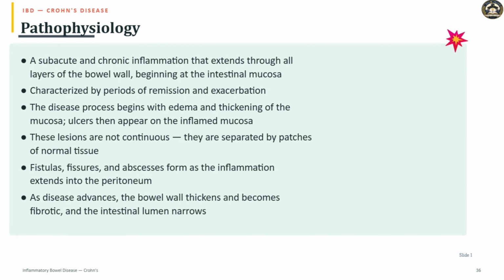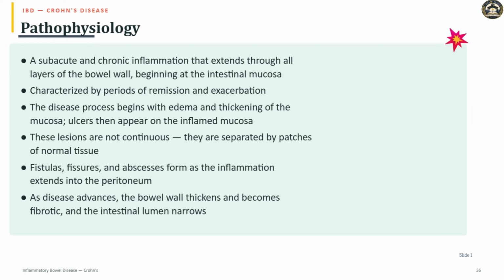The disease process typically begins with edema and thickening of the mucosa, followed by the appearance of ulcers on the inflamed surface. A key feature is that these lesions are not continuous, they are separated by patches of normal tissue, giving a skip lesion appearance.